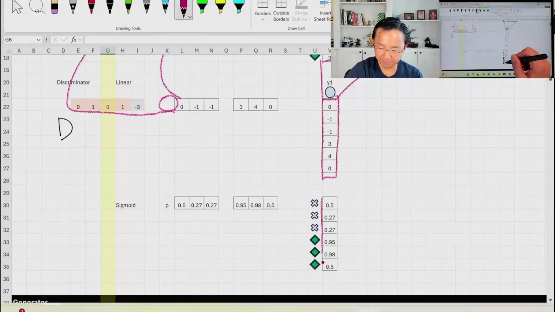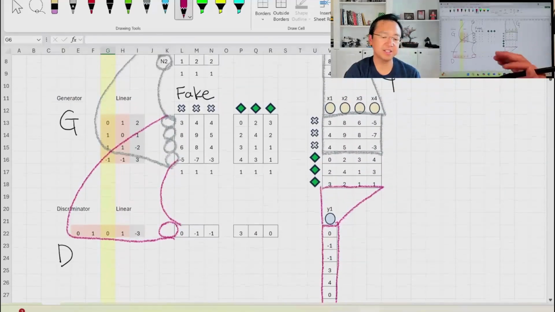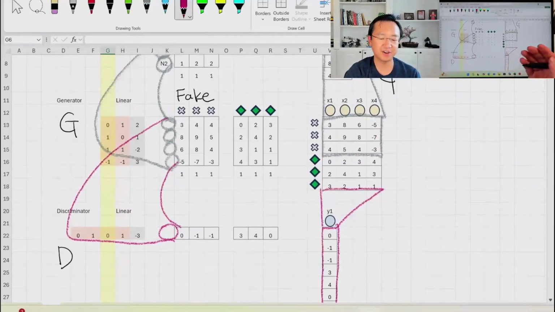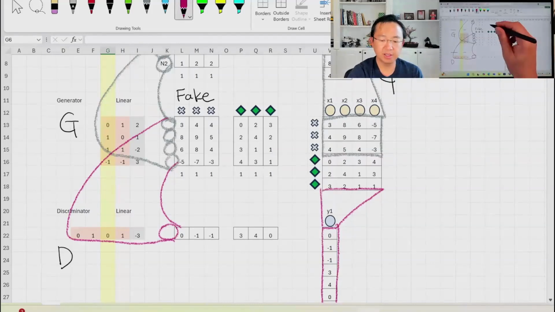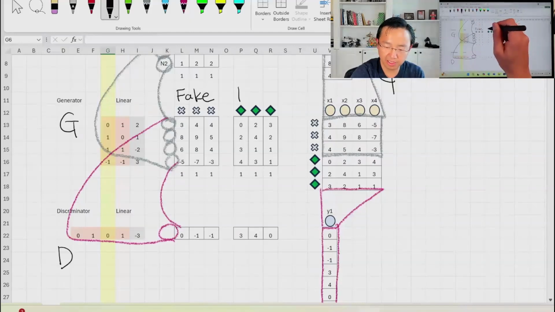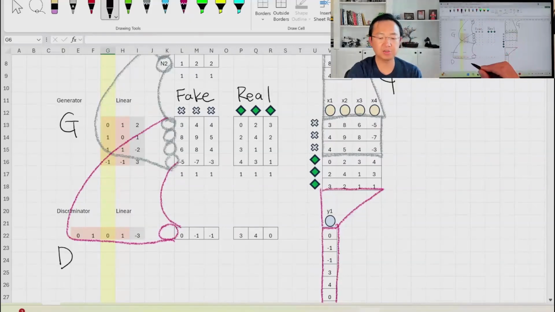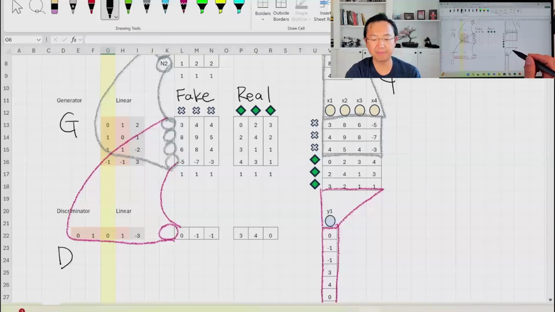Then in order for the discriminator to function, it cannot just look at the fake and say, hey, is this fake or not? It is more effective that we also provide some actual real images. So the green diamonds represent real data. By feeding the discriminator with both fake and real data, we would like the discriminator to learn how to differentiate them. And so we will be able to say, hey, this is probably fake, this is probably real.